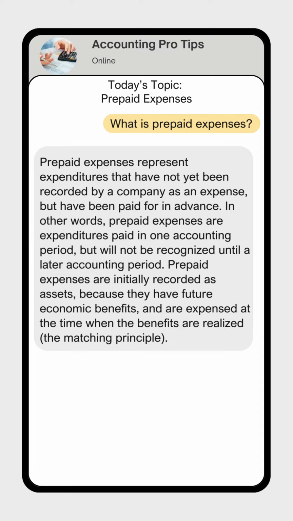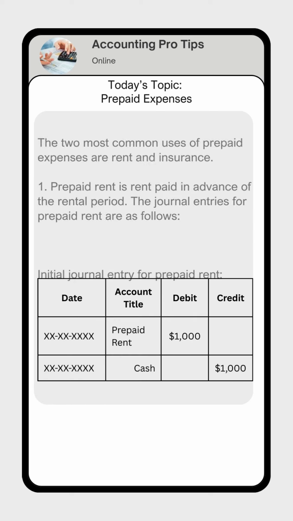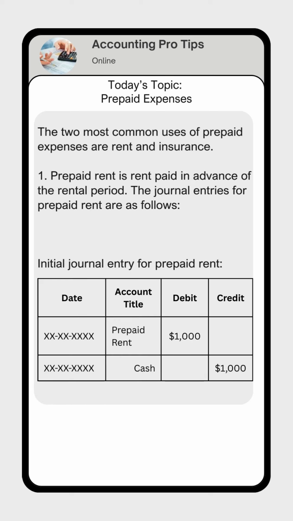accounting period. Prepaid expenses are initially recorded as assets because they have future economic benefits, and are expensed at the time when the benefits are realized, the matching principle. The two most common uses of prepaid expenses are rent and insurance.